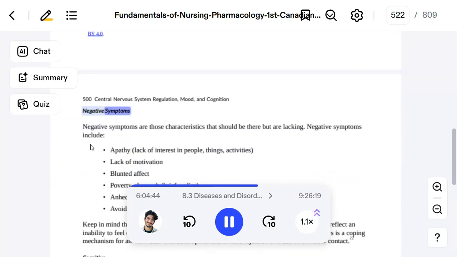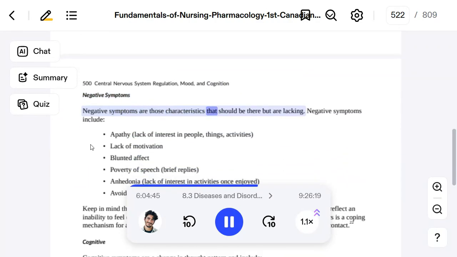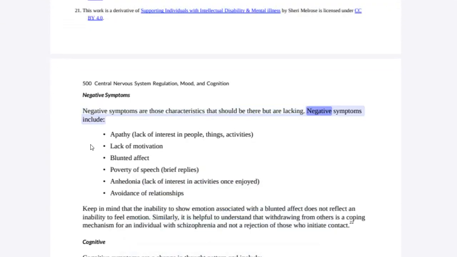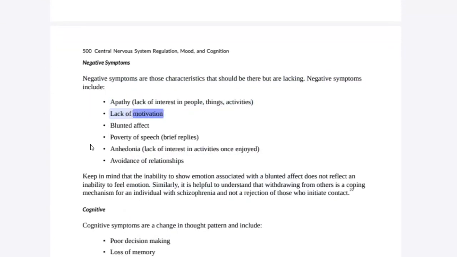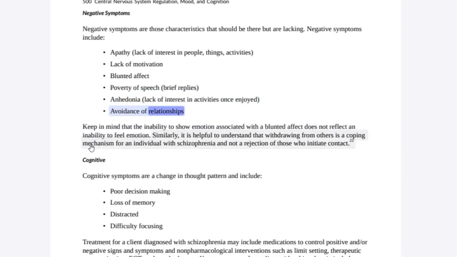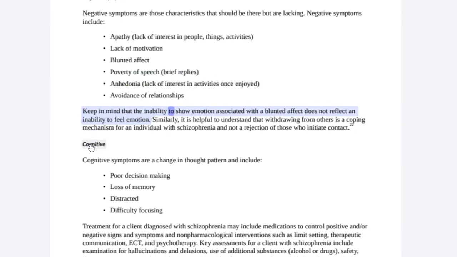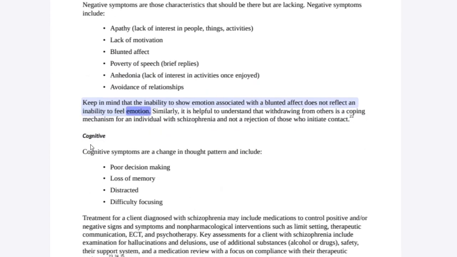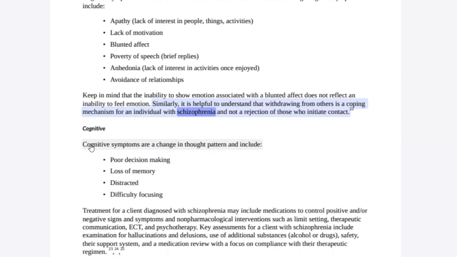Negative symptoms. Negative symptoms are those characteristics that should be there but are lacking. Negative symptoms include apathy, lack of motivation, blunted affect, poverty of speech, anhedonia, avoidance of relationships. Keep in mind that the inability to show emotion associated with a blunted affect does not reflect an inability to feel emotion. Similarly, it is helpful to understand that withdrawing from others is a coping mechanism for an individual with schizophrenia and not a rejection of those who initiate contact.